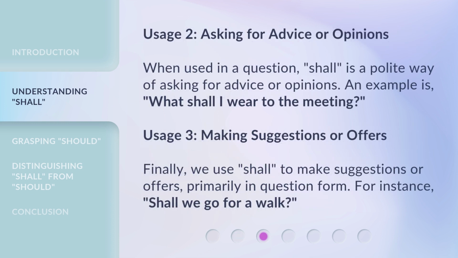Usage 2. Asking for advice or opinions. When used in a question, shall is a polite way of asking for advice or opinions. An example is, what shall I wear to the meeting? Usage 3. Making suggestions or offers. Finally, we use shall to make suggestions or offers, primarily in question form. For instance, shall we go for a walk?